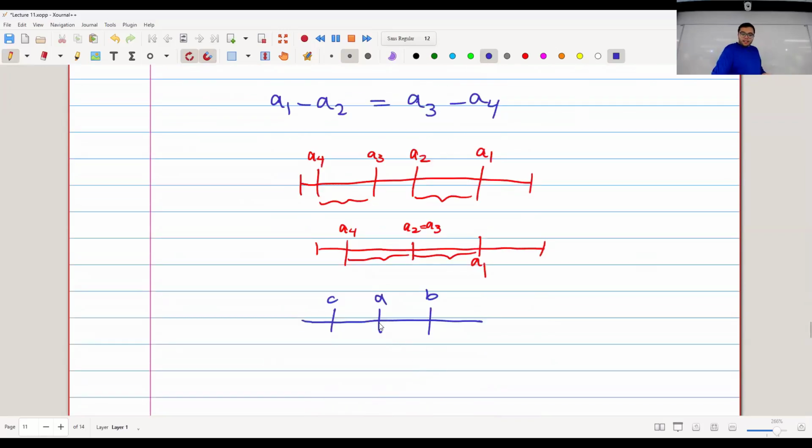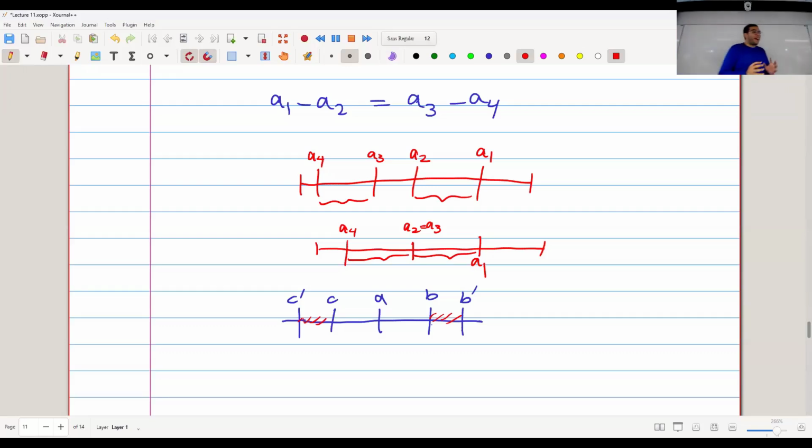What happens if A is not only the average of B and C, but it's also the average of two other numbers? So the average of, let's say, B prime and C prime is also A. Now, in this case, I already have my answer. If A is the average of B and C, and A is also the average of B prime and C prime, and all of these numbers are in my set, then this difference is the same as this difference, right? So I already found my four numbers.